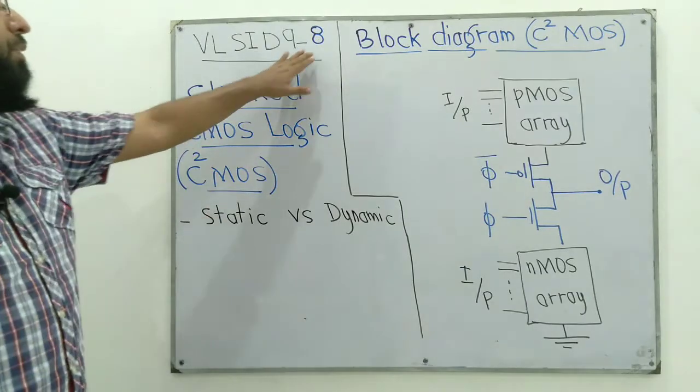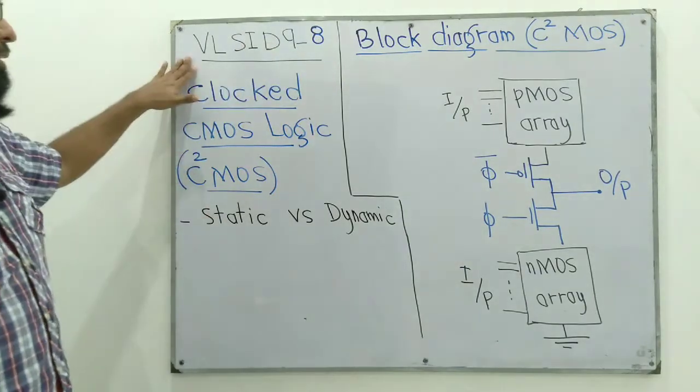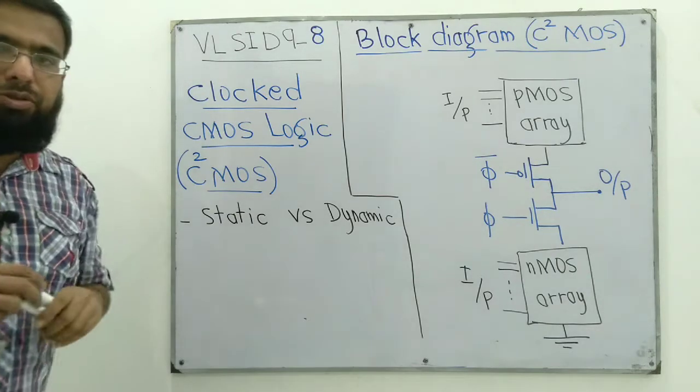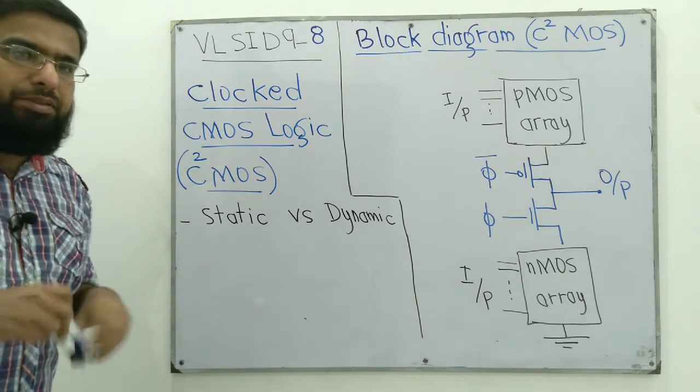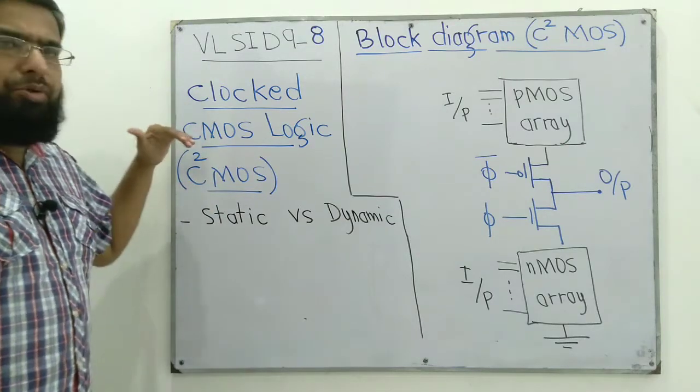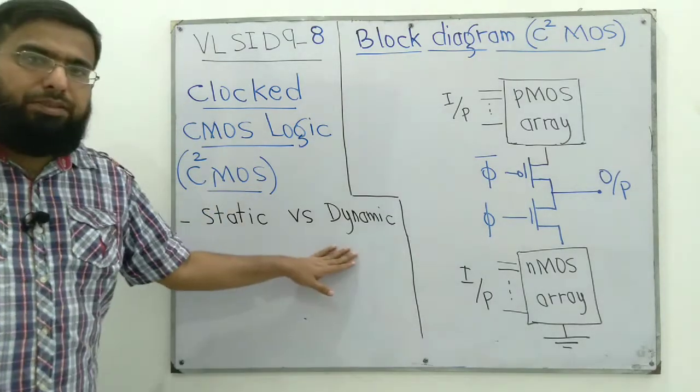Welcome to the 8th lecture from chapter number 9. We are studying VLSI design, and today we'll study clocked CMOS logic. Before this we have been studying static CMOS. Clocked CMOS is a kind of dynamic CMOS logic.